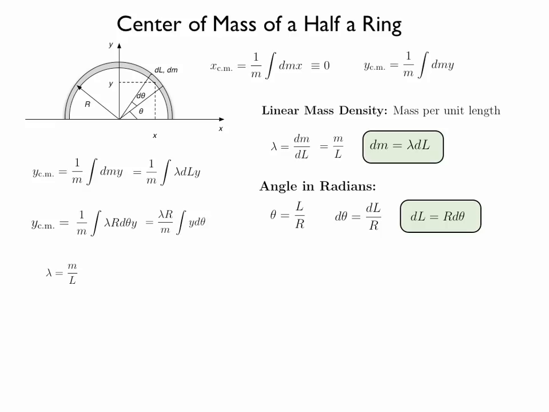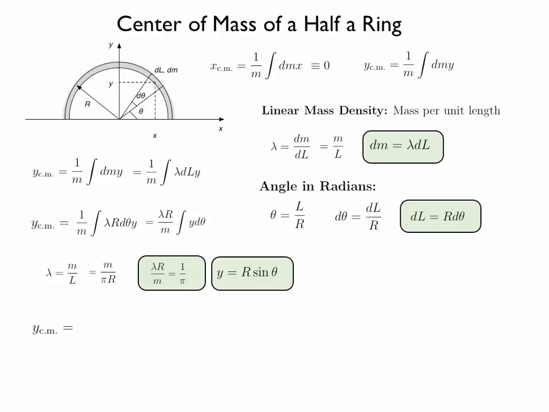Let's go back to that linear mass density for a little bit. Lambda must be equal to the total mass over the total length of the ring for a uniform ring. In this case, the length of the ring is simply pi r, half the circumference of a circular ring. Rearranging the terms, we see that lambda r over m has the value of 1 over pi, and we also know that y, the vertical position of the segment, is equal to r sine theta.